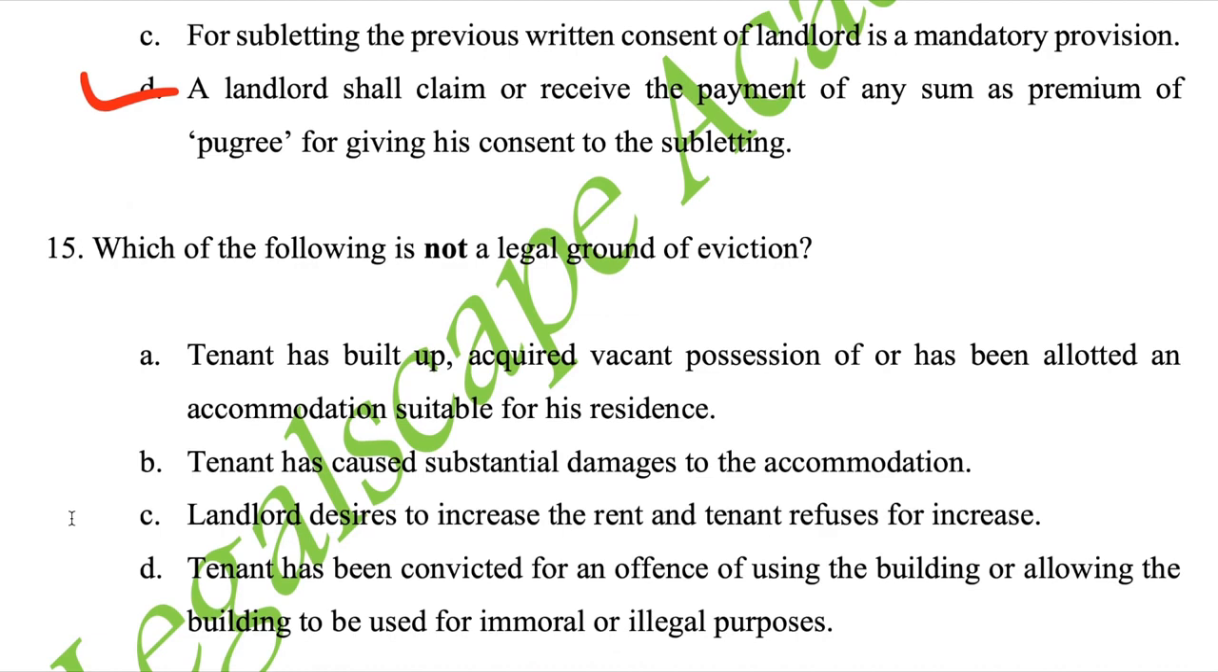Next question. Which of the following is not a legal ground of eviction? A. A tenant has built, acquired vacant possession of, or has been allotted an accommodation suitable for his residence. B. Tenant has caused substantial damages to the accommodation. C. Landlord desires to increase the rent and tenant refuses to increase. D. Tenant has been convicted for an offense of using the building or allowing the building to be used for immoral or illegal purposes. Write your answer.